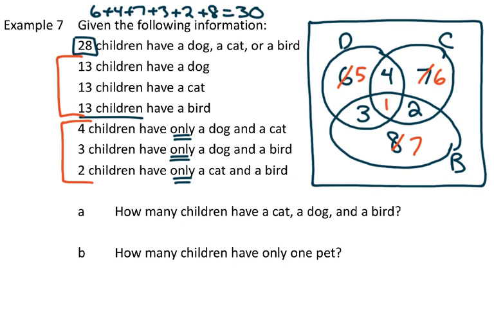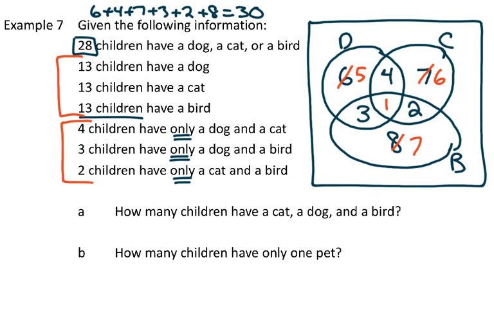And now if we add up all those, 5 plus 4 plus 6 plus 3 plus 1 plus 2 plus 7, now we get to our 28 children. Had we still been too many, we could have just repeated the process, gone with 2 in the triple intersection, subtracted out, and kept going until we got where we needed to go.